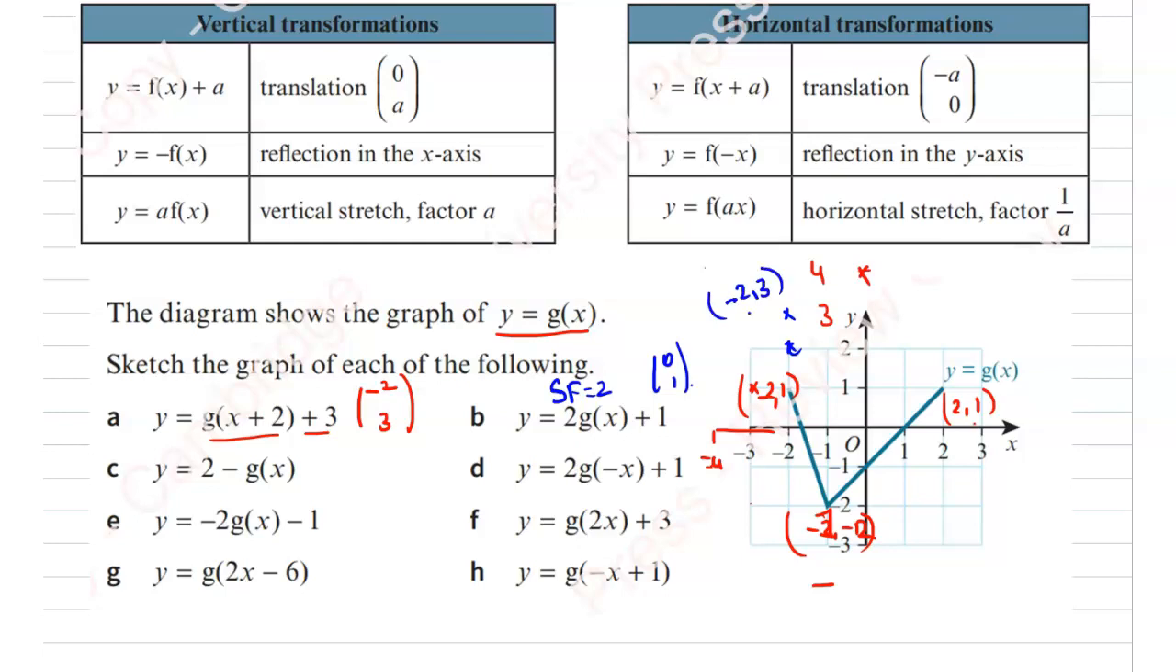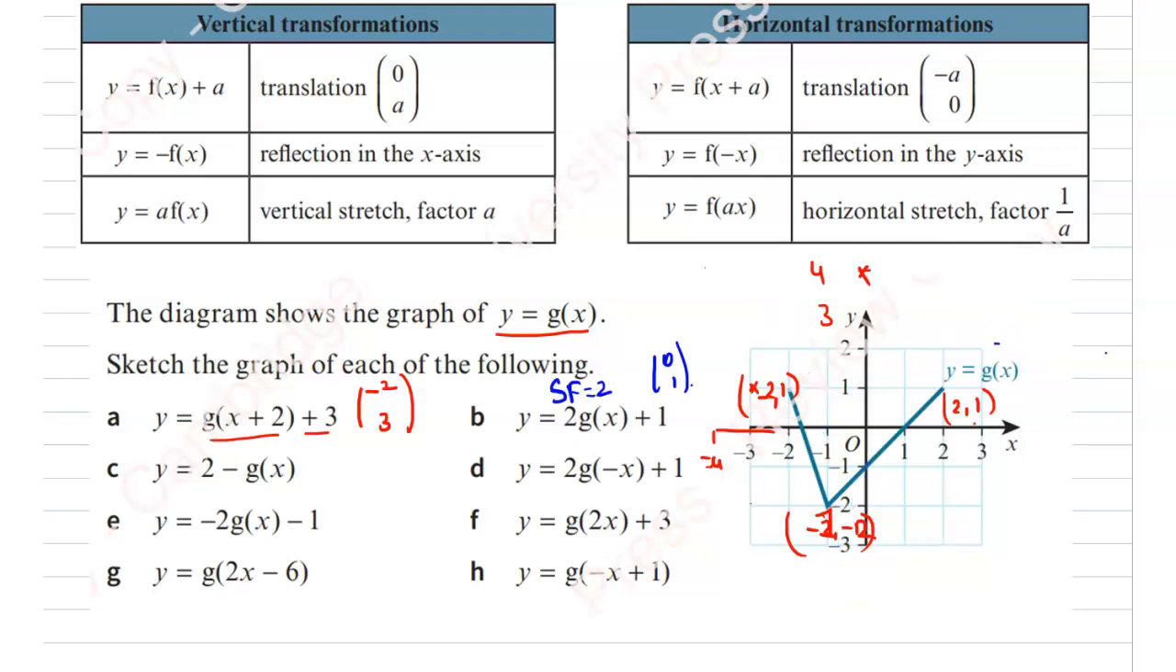Then next one is (minus 1, minus 2). For this point, substitute this formula. So 2 times minus 2, which means minus 4 plus 1. So it is minus 3. So the new point is (minus 1, minus 3). Then next one is 2 times g of x. So 2 times 1 plus 1. So it is (2, 3). Now join all these points. So this one represents y equal to 2 times g of x plus 1.